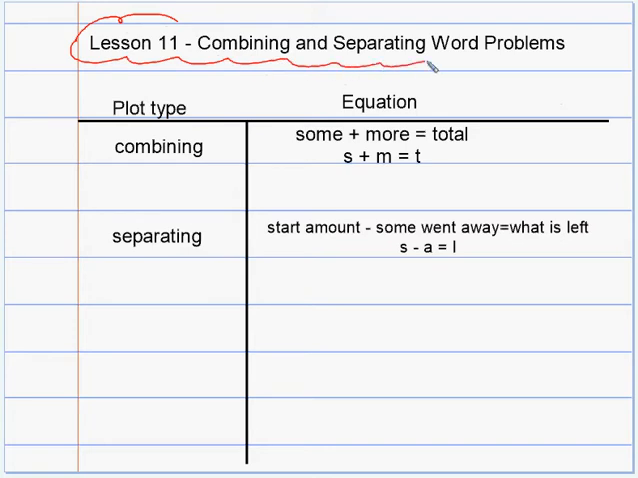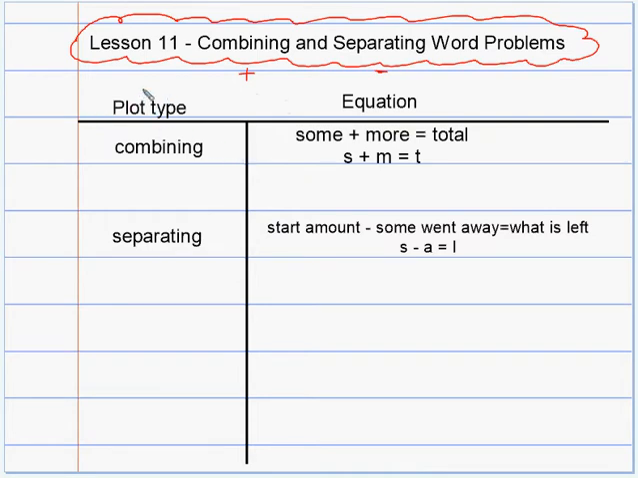Okay, if you think about those two words, combining and separating: when you combine things, you're mixing them together or adding. And when you separate, you're splitting it apart, so you would subtract. So that's what we're talking about here, different types of combining and separating word problems.